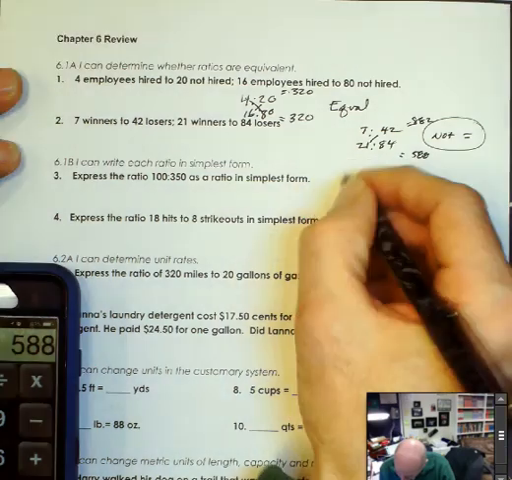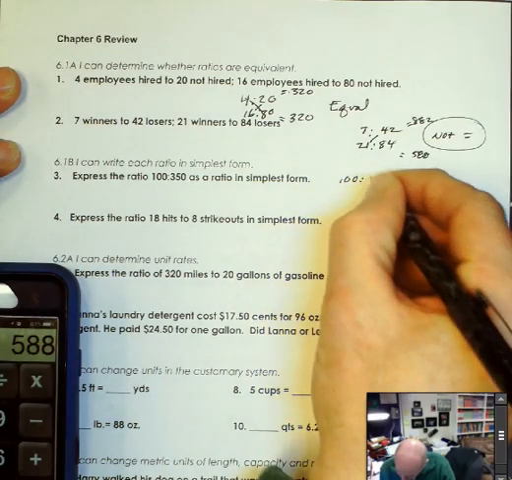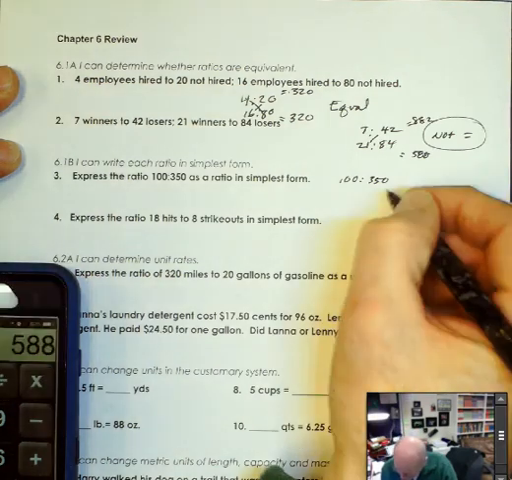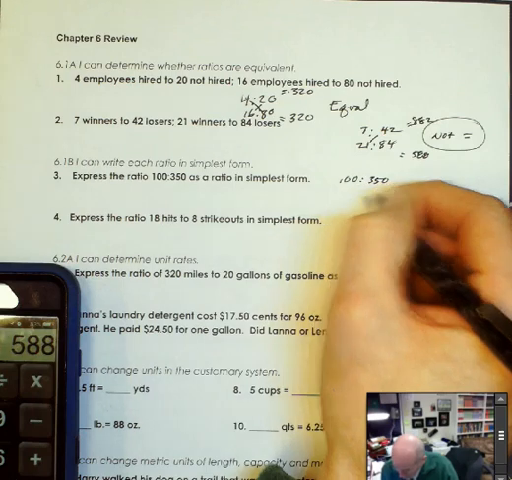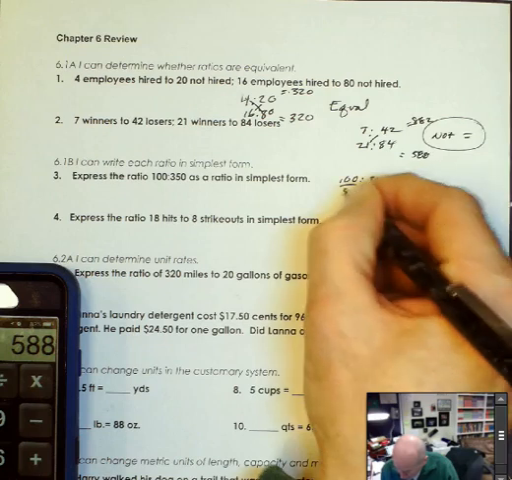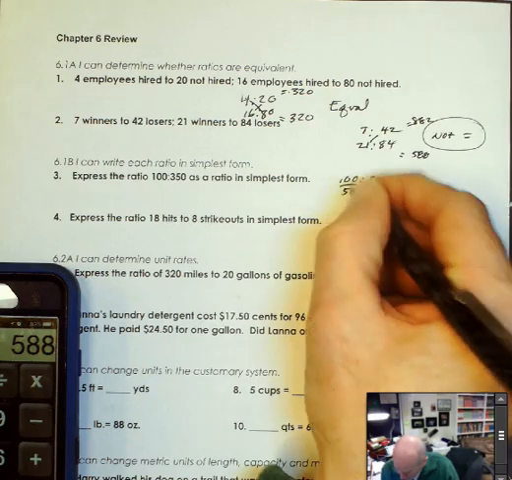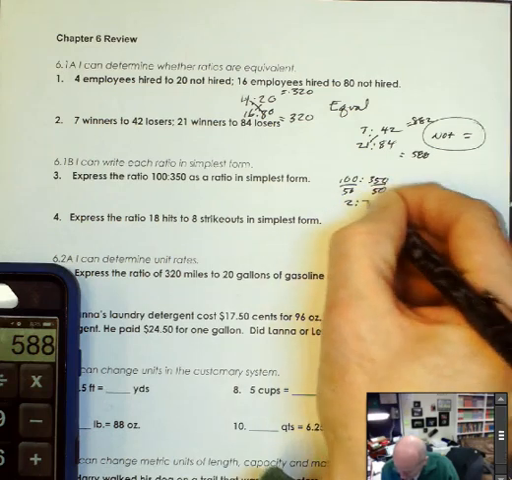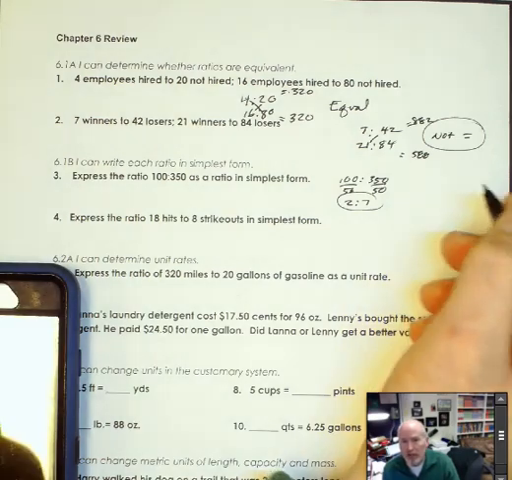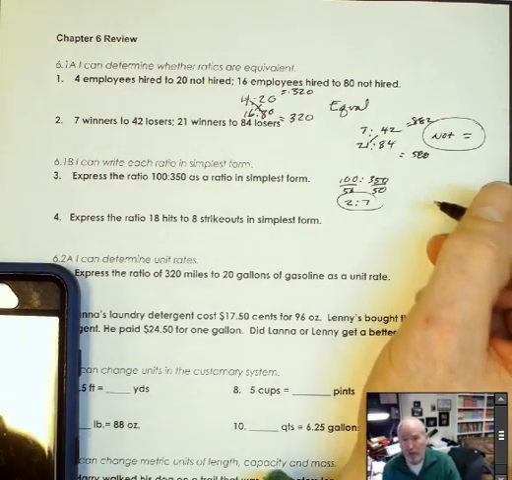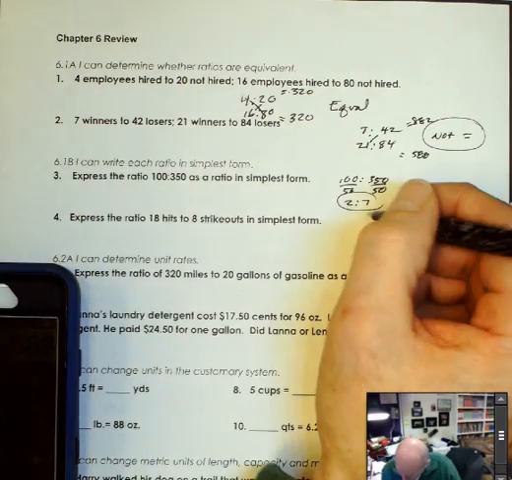The next one, I can write a ratio in simplest form. We have the ratio 100 to 350, and we have to write that in simplest form. Whatever we do to one side of the ratio, we do to the other. So let's divide them both by 50. 100 divided by 50 is 2, and 350 divided by 50 is 7. So there's my ratio in simplest form, 2 to 7. Now you could have divided by 10, or by 25, and you eventually will get down there. I just use the greatest common factor.